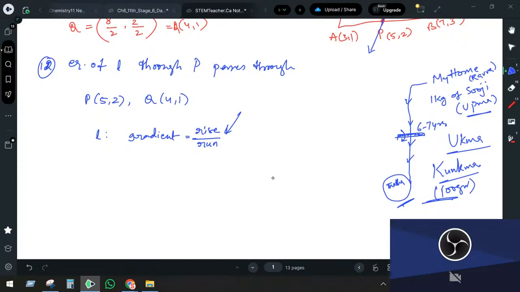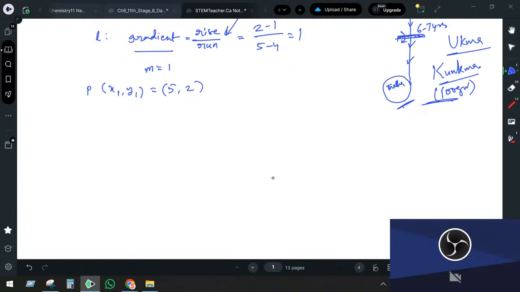So gradient is rise by run, that is, increase by running. The y coordinates give 2 minus 1 by 5 minus 4, so it is 1. So your gradient is 1, that is, m equals 1. You can take any other point, x1, y1, say P equals (5, 2). So you have the gradient and a point.